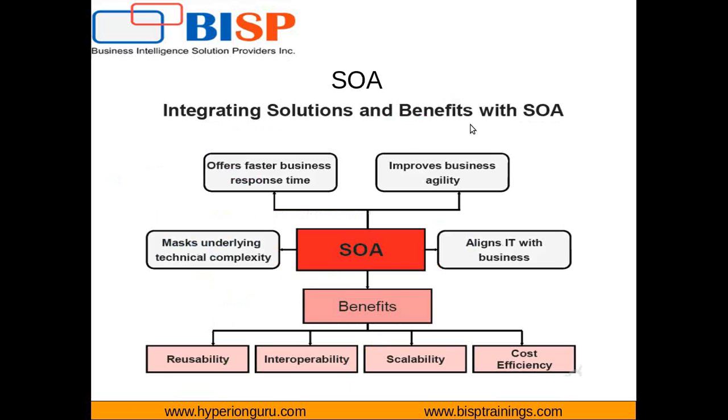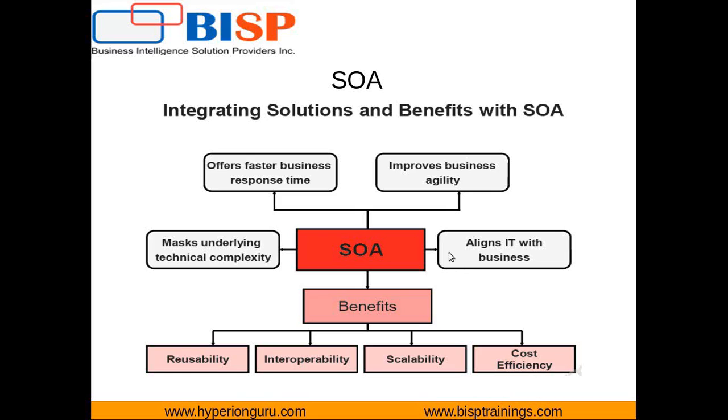Now, what are the benefits that we get if we were to adopt SOA, the service-oriented architecture? First of all, it masks the underlying technical complexity. You do not know how complex your implementation for a service is. As per our example, if we just say get customer, we don't know the type of implementation, or what checks it's doing before it returns customer details to us. So we do not know the complexity.